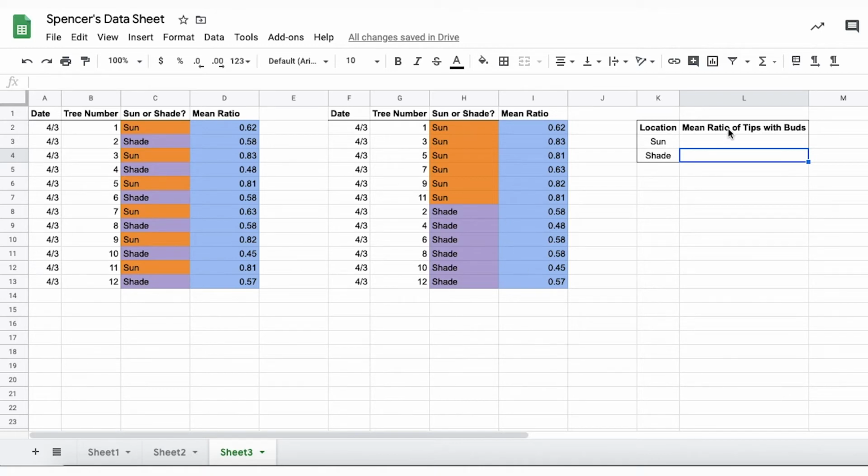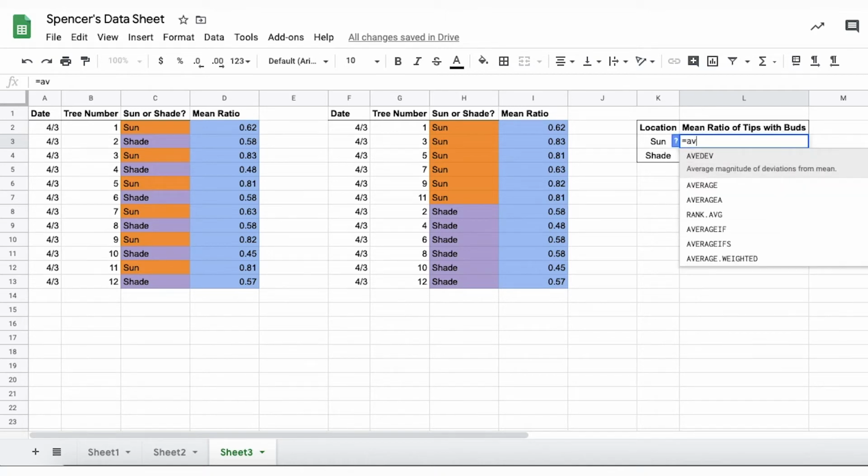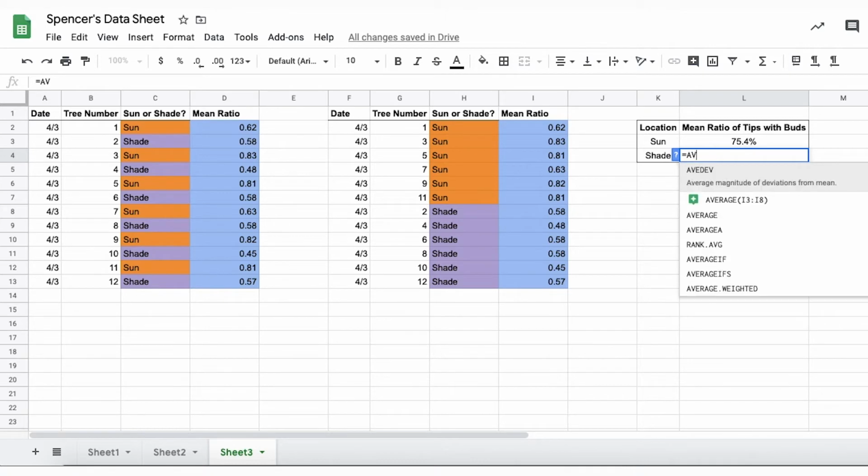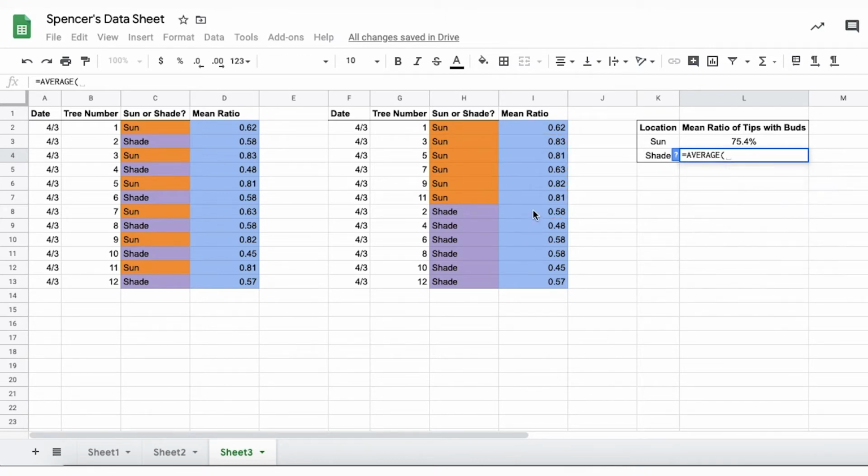I'll do that now. I can type equals average and select the cells I want to make an average of to calculate the average in the spreadsheet. If you end up calculating your average by hand, that's fine too. I'll do the same thing again with the shade trees. And there we have it.